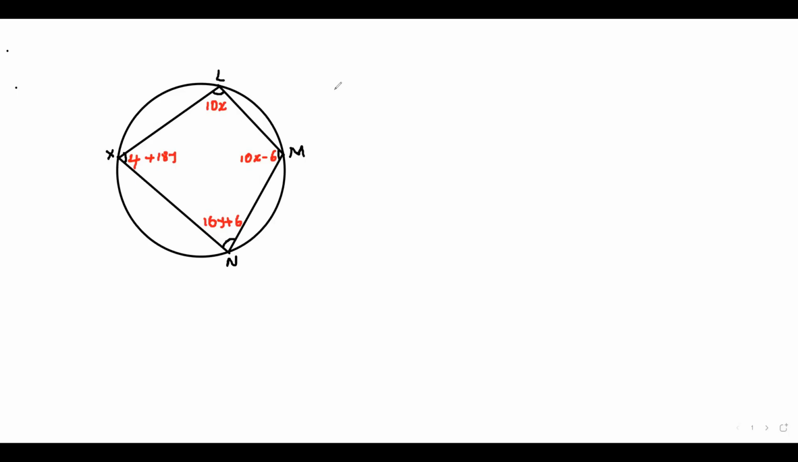All right. So we recall the theorem of cyclic quadrilateral that says that opposite angles of a cyclic quadrilateral are supplementary. That means they add up to give 180 degrees. So what it means is this: when you add the angle L plus angle N, it adds up to give 180 degrees. So that's what it means.